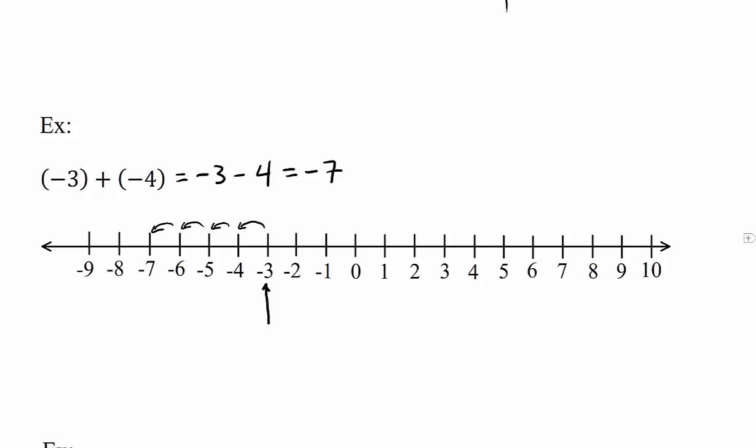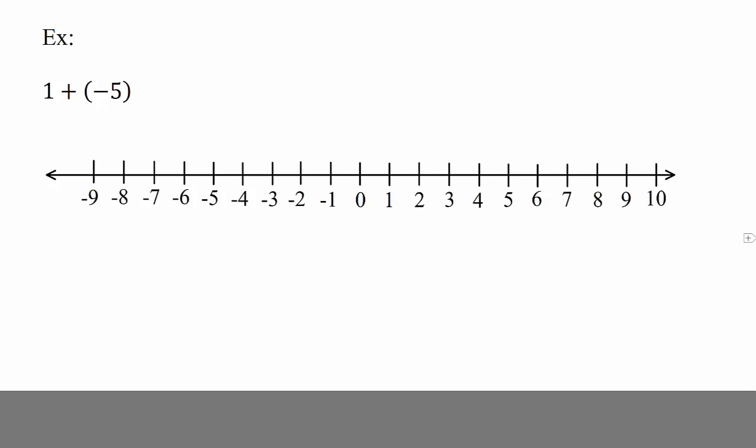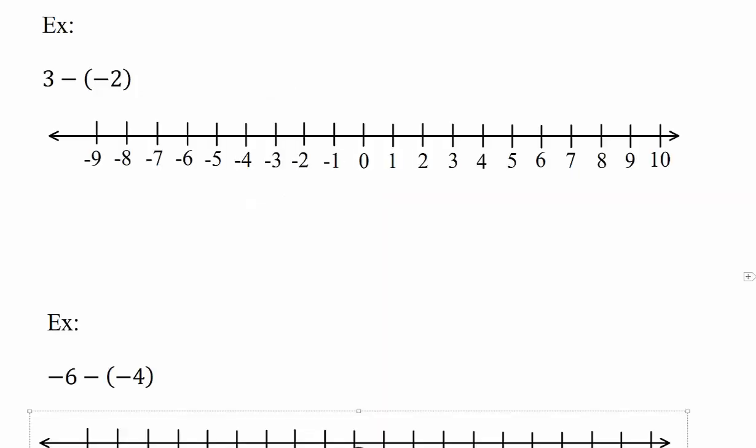Looking at another example, if we have 1 plus a negative 5, we're adding a negative, so these two signs are opposite. So that is going to be the same as just the subtraction. And so 1 take away 5, if we start at 1 and we move 5 to the left, we will end at negative 4.